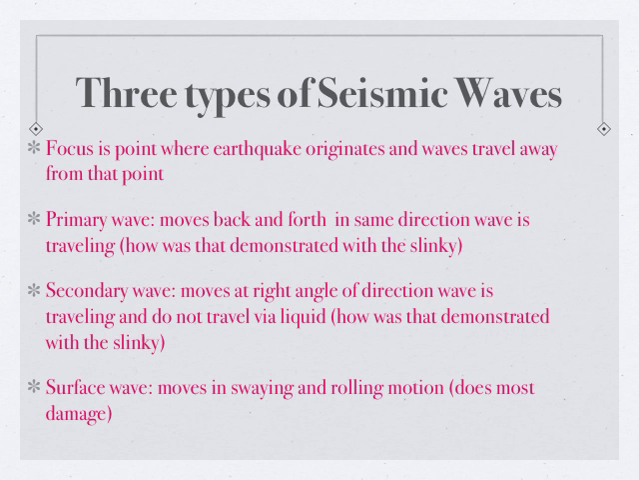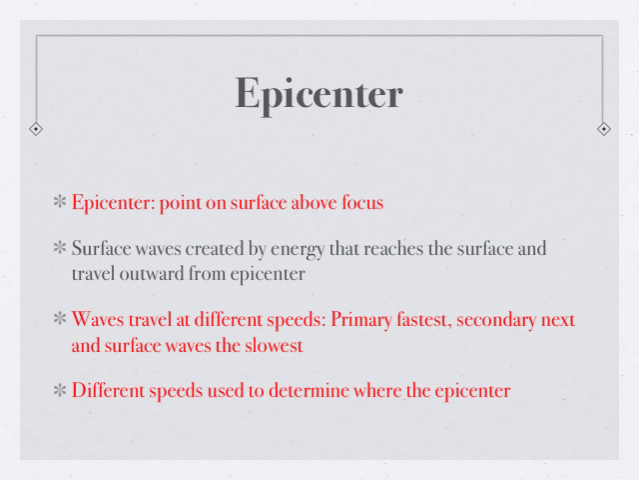The last type of waves are called surface waves, and they move in a rolling and swaying movement. These waves cause the most damage during an earthquake. This whole slide is really important for you to know. The epicenter is the point on the surface above the focus, as we talked about before. These surface waves created by this energy reach the surface and travel outward from the epicenter. That's why it causes the most damage.